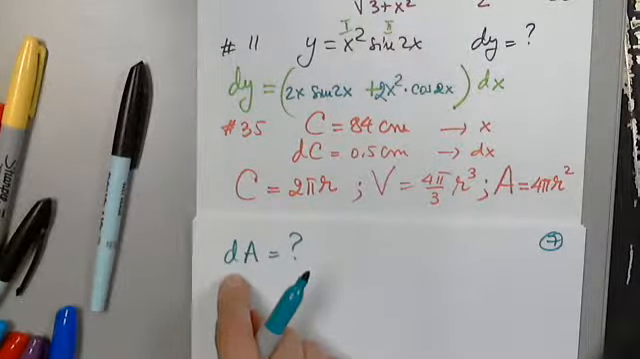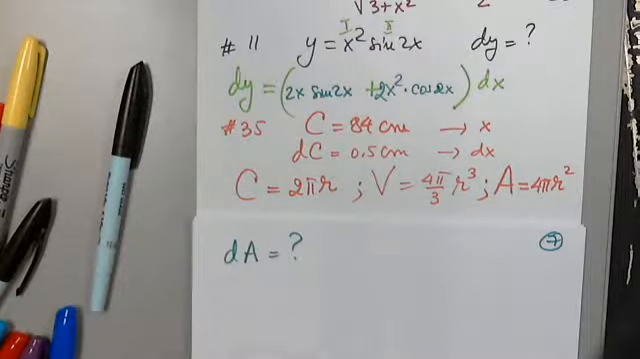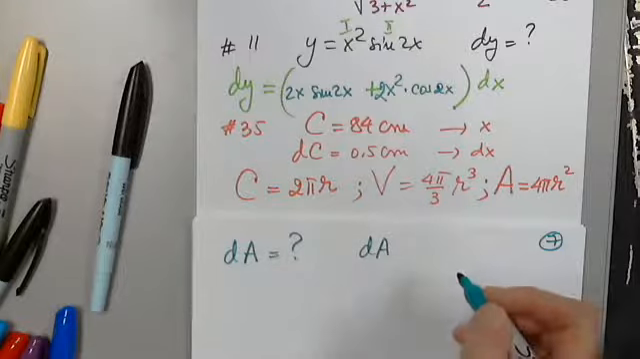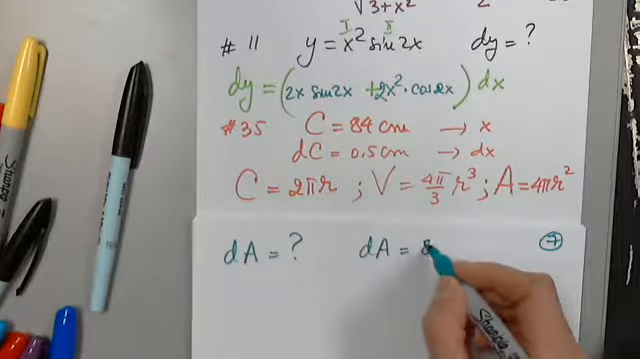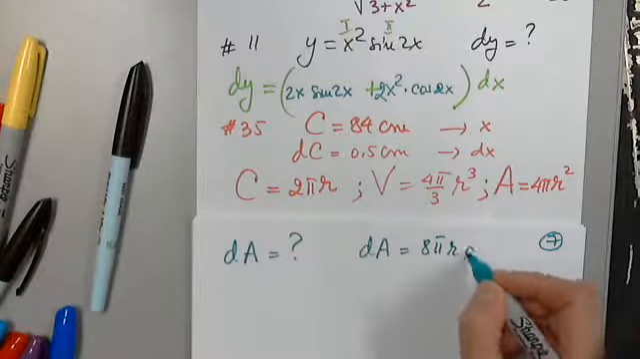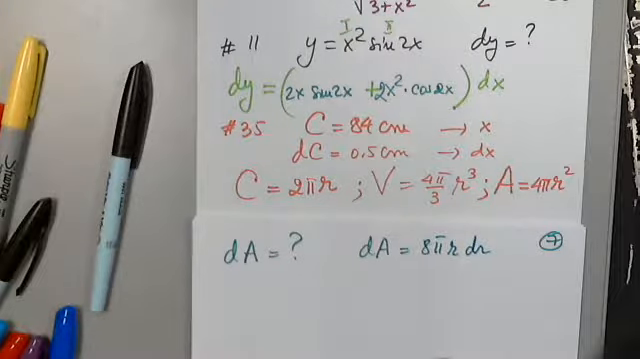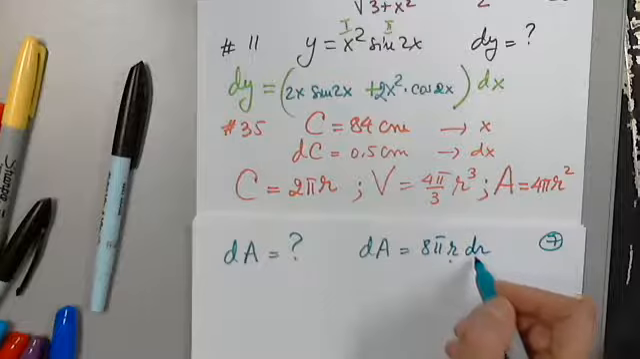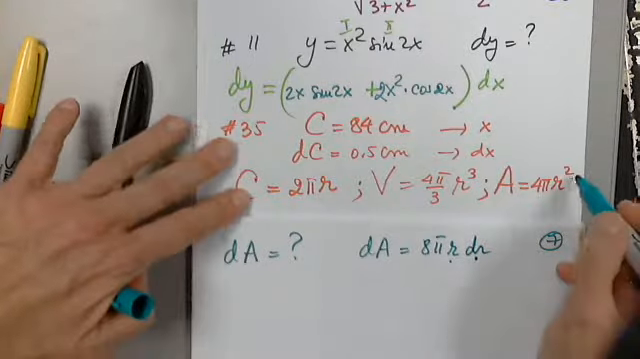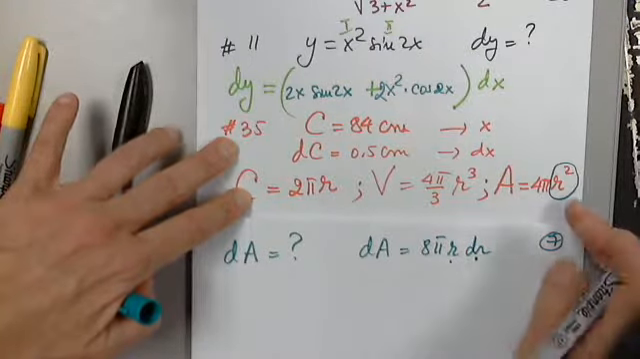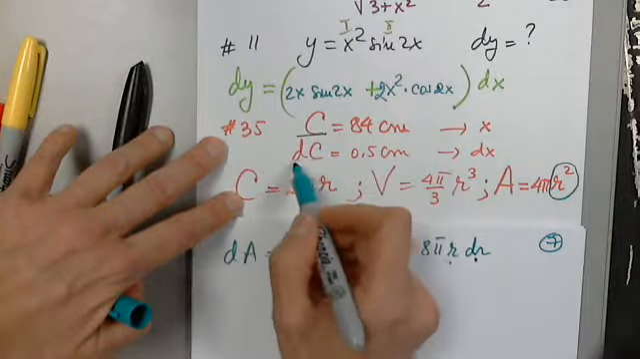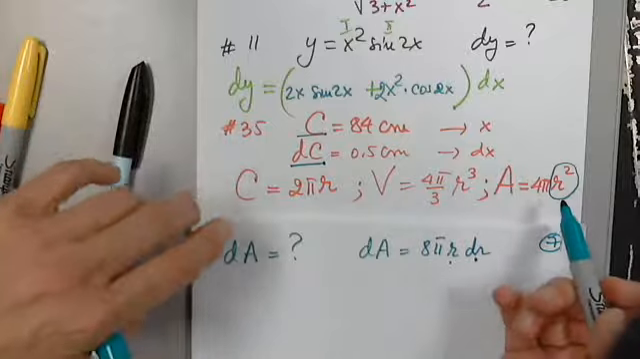Now, I do have a problem. You don't have to write this. I'm going to write it to explain what I'm doing. So if I write dA, I will have to write 8 pi times r times dr. I don't have r, I don't have dr. So I would rather from the very beginning do something about this r, because I am given c and I'm given dc. I'm not given anything about r.